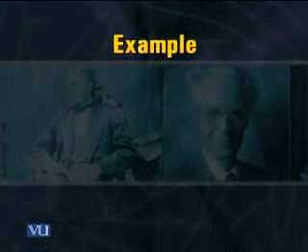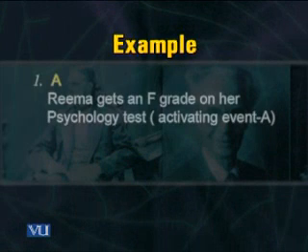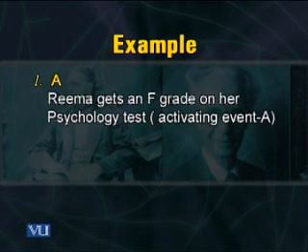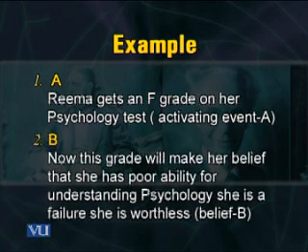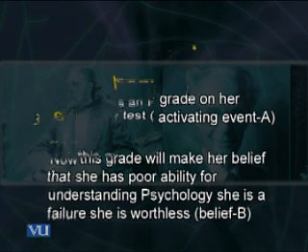So, let us take a negative event, a stressful event which creates emotional and behavioral disturbance. Let's take another example. Reema gets an F grade on her psychology test. So that is the activating event A. Now, this grade will make her believe that she has poor ability for understanding psychology. She is a failure. She is worthless. This is the belief, or B part. C.